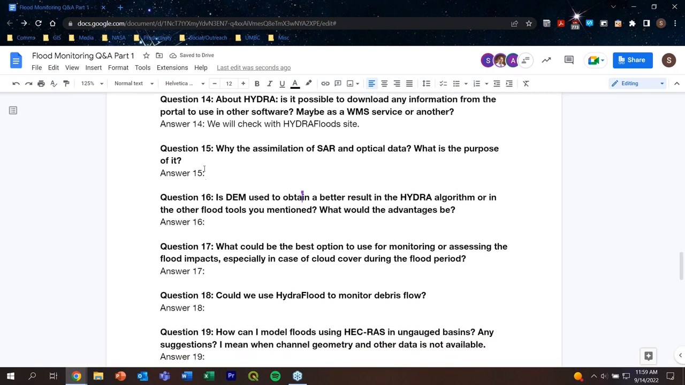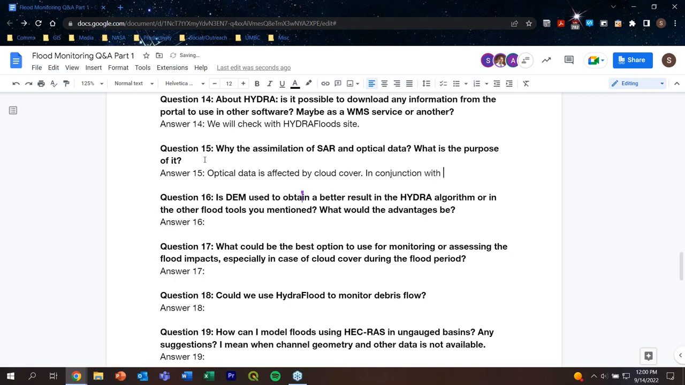Okay, question 15. Why the assimilation of SAR and optical data? What is the purpose of this? So optical data, when they are looking at the surface, are affected by clouds. If there are clouds present, you cannot see the surface. So if flooding is going on and there's rainfall at the same time, a lot of clouds are there, the optical images will not show anything. They will just show clouds. But SAR, being microwave, can see through clouds, so that it can see the surface.